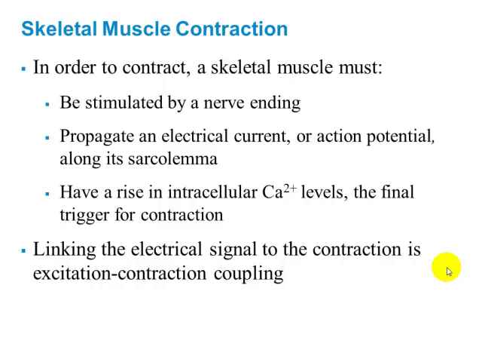So this idea of when we talk about a nervous impulse, this electrical conduction, we call that excitation. So we're going to have a link between an electrical signal coming into the muscle and contraction, and we're going to call that excitation-contraction coupling.